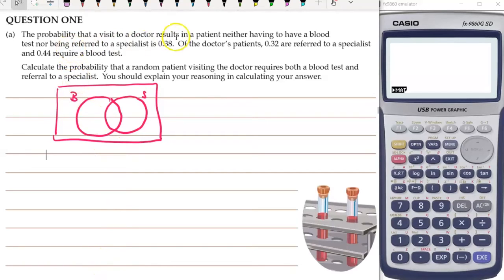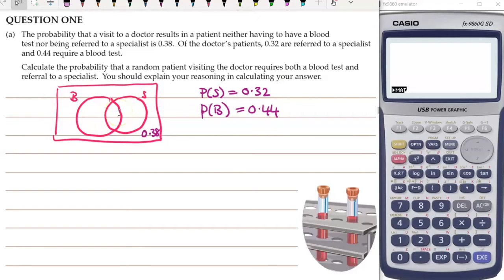So the probability that they visit the doctor and they don't have to have either a blood test or be referred to the specialist is 0.38. So we have that on the outside of our circles, so everything else. Of the doctor's patients, 0.32 are referred to a specialist, so the probability total for S is 0.32. Then the probability that they are referred for a blood test is 0.44.